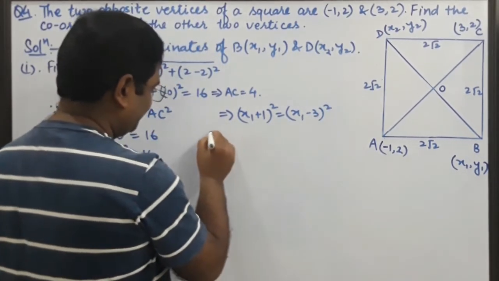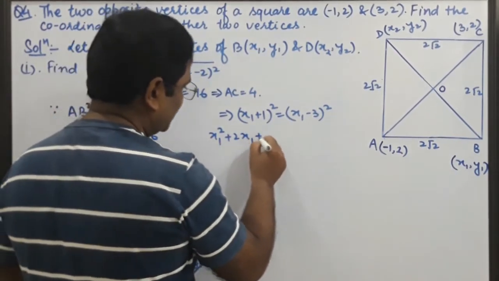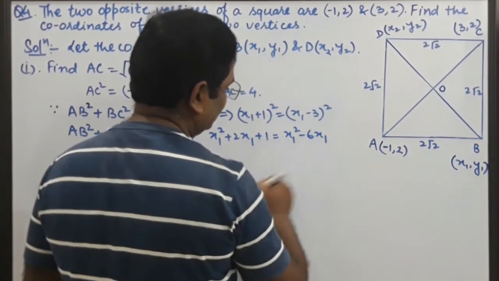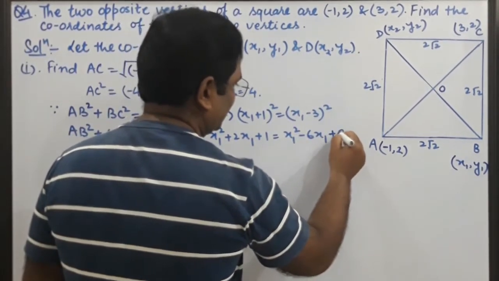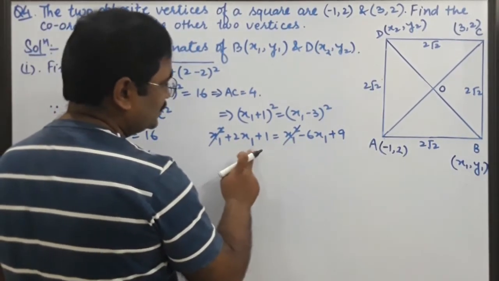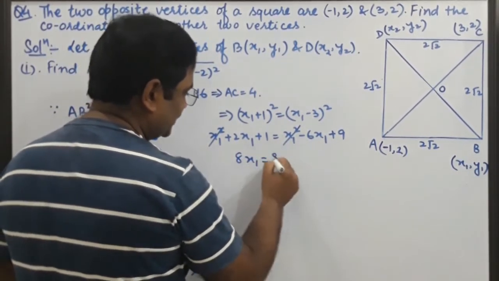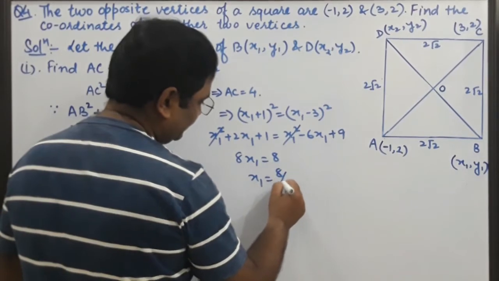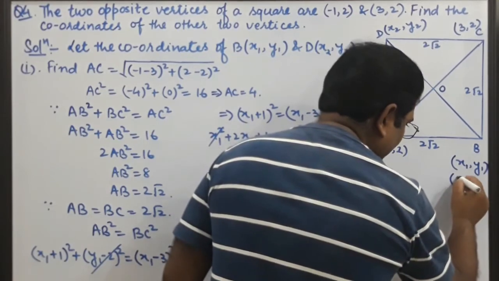So let us simplify it. x1 square plus 2x1 plus 1 equals to x1 square minus 6x1 plus 9. So x1 square is cancelled. This minus this, 2x1 plus 6x1, which is equal to 8x1 equals to 9 minus 1, which is 8. Therefore x1 is equal to 8 divided by 8, which is equal to 1. Means we got the coordinate of x1 is 1.